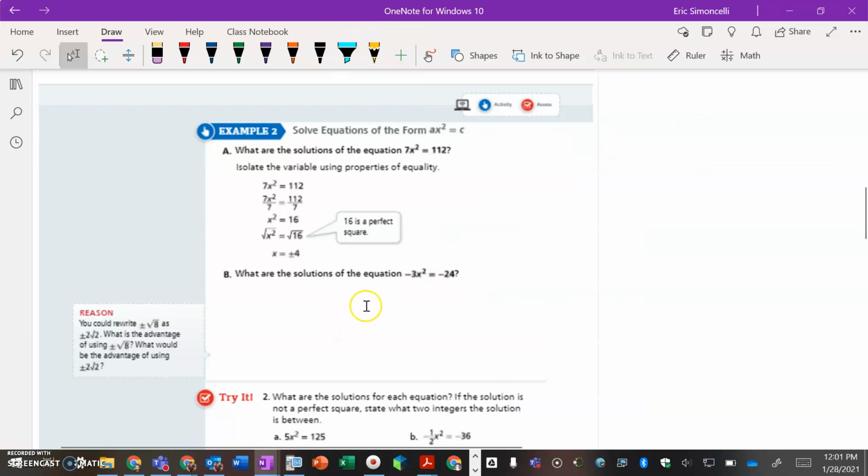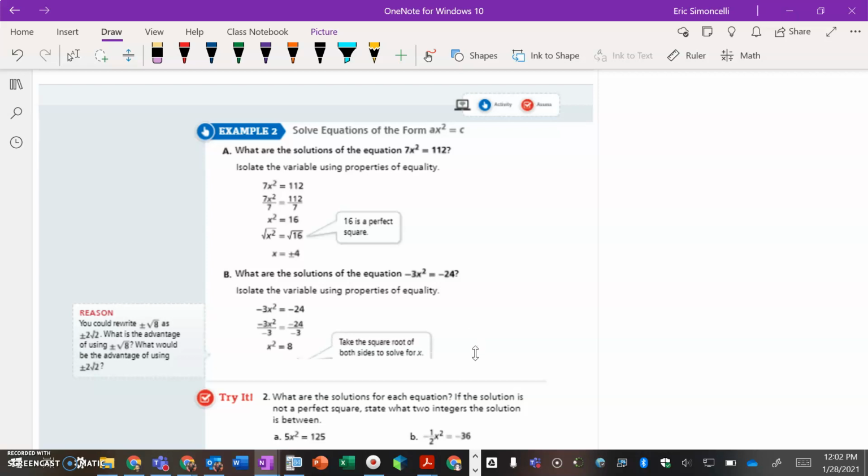Part B, what are the solutions of the equation negative 3x squared equals negative 24? We're going to start to isolate the variable by using the property of equality again. We simply divide both sides by negative 3. That then yields x squared equals 8. Taking the square root of both sides of the equation, solving for x will yield x equals plus or minus the square root of 8.